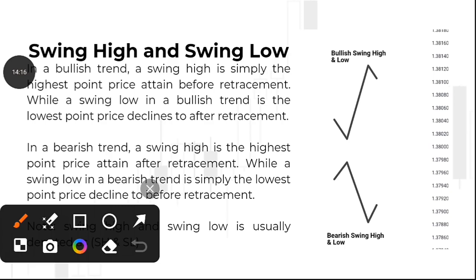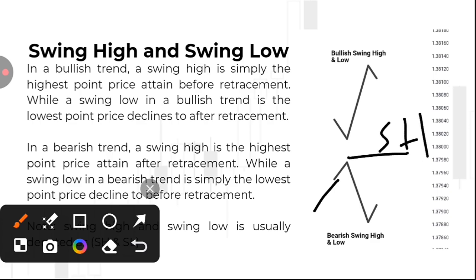So in a bearish trend, the swing high is the highest point price attained after retracement. After this retracement, the highest point that price gets to is this place, so that is our swing high. While a swing low in a bearish trend is simply the lowest point price declines to before retracement. This is the lowest point that price reaches before this retracement, so this is called a swing low in a bearish trend. That is basically what swing high and swing low are.